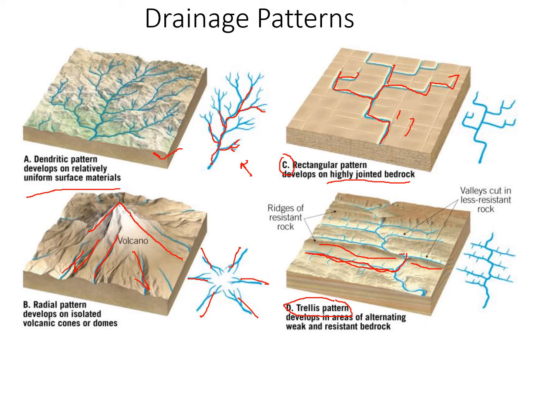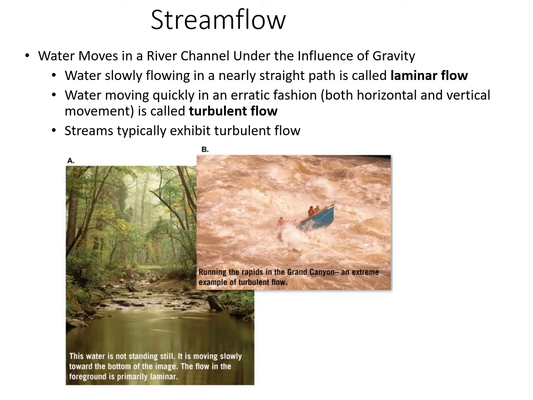We call those water gaps. Okay, they're often places where you'll find rapids or waterfalls or something like that. And then the water will flow along the less resistant bed and then jump over the more resistant bed just in one spot. That's the trellis pattern. Streamflow is like how water moves through a river system.